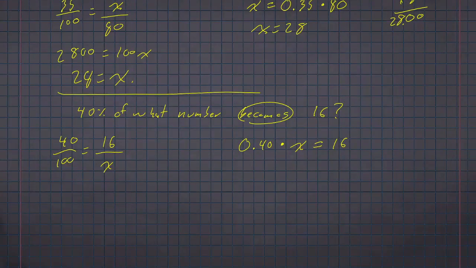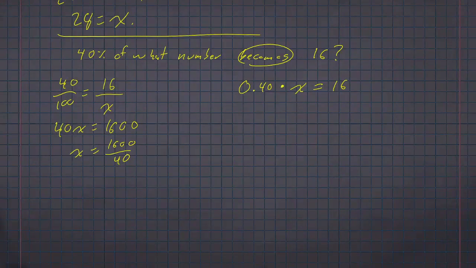Solving the proportion works basically the same. Cross product test: 40 times x equals 100 times 16, which is 1,600, and then get x by itself by dividing by 40. Kind of conveniently, 1,600 divided by 40 is 40. So that works out nicely.